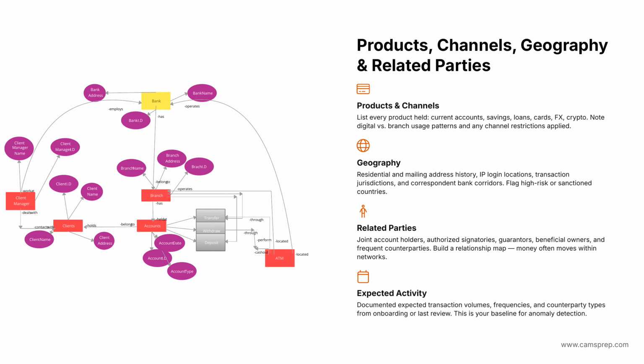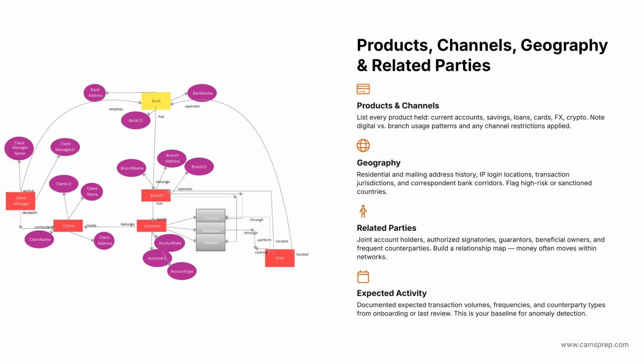Now let's look at products, channels, geography, and related parties. List every product held: current accounts, savings, loans, cards, foreign exchange, and crypto. Note whether the customer uses digital channels or branches, and record any channel restrictions applied. For geography, document residential and mailing address history, IP login locations, transaction jurisdictions, and correspondent bank corridors. Flag any high-risk or sanctioned countries immediately.